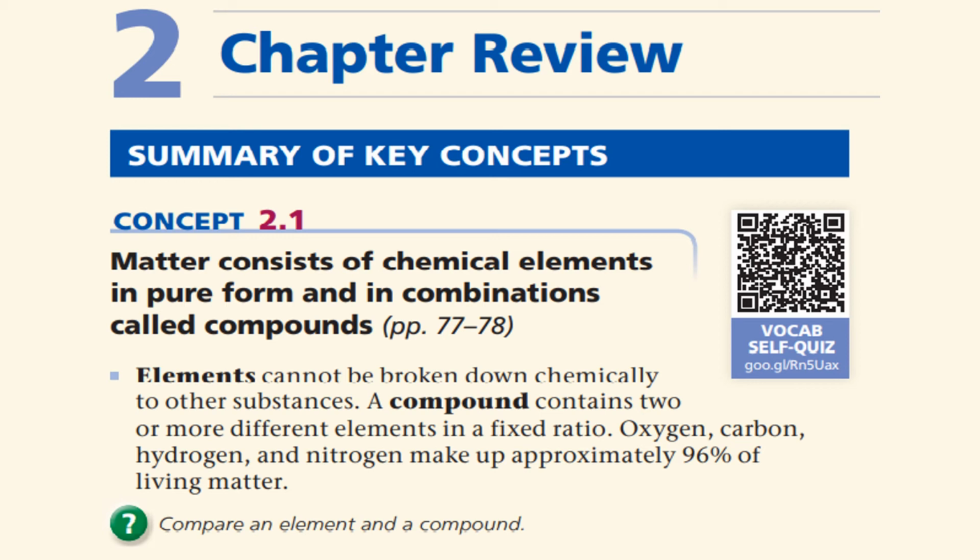End of the chapter summary. Key concepts. Concept number one, we studied that matter consists of chemical elements in pure form and in combination called compounds. Elements cannot be broken down chemically to other substances, and a compound contains two or more different elements in a fixed ratio. Oxygen, carbon, hydrogen, and nitrogen make up approximately 96% of living matter. So the key question they can ask you in an exam is to compare an element and a compound.